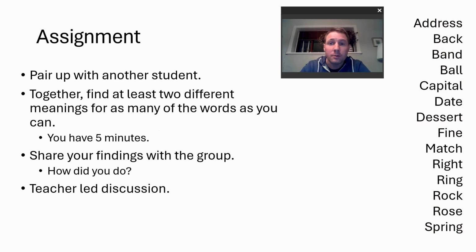Yeah, two and two together, and you should definitely talk while you're doing this. You should speak in English, trying to find different meanings. What does this word mean to you? What does it mean to your partner? Do you have the same meaning, or can you find different ones? So then we're going to share the findings with the group as a whole, and we're going to sum up with a teacher-led discussion.